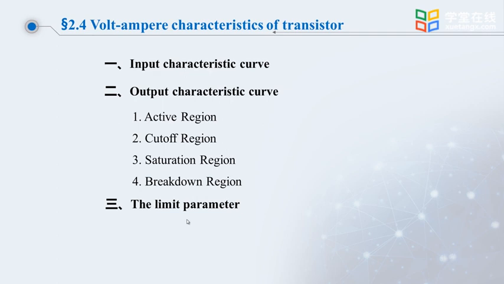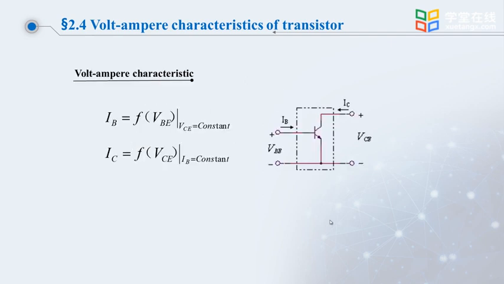Then we can draw the relation curve of the transistor current and voltage by the experimental method. We call this the volt-ampere characteristic curve. For the transistor, it is most widely used when the common emitter is connected. Its input characteristic curve and output characteristic curve. So let's take the common emitter connection as an example to introduce the volt-ampere characteristics of the transistor.